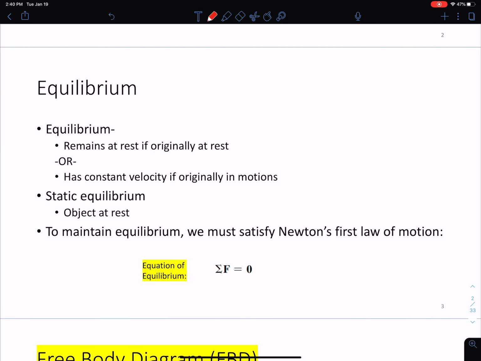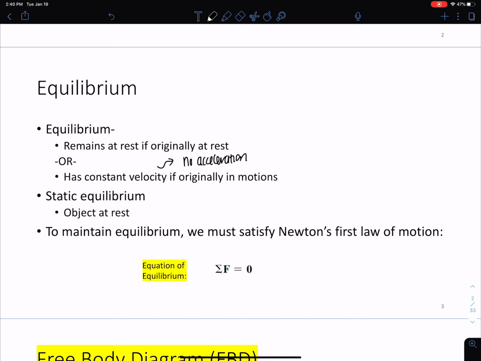So we're first going to talk about equilibrium. Okay, so what does equilibrium mean? Generally when we think of equilibrium, we think of something at rest, right? But it doesn't always mean that it's not moving. It could be a system that is at rest or something that has constant velocity, or in other words, no acceleration.